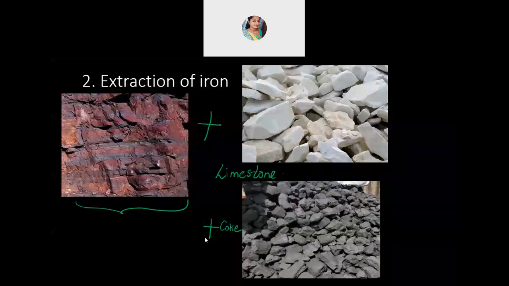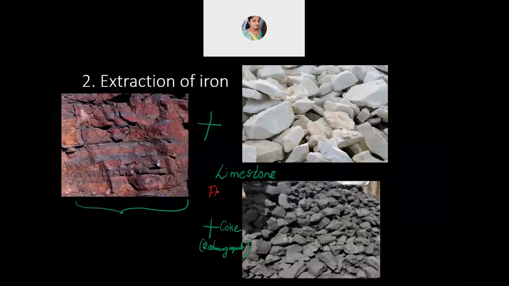So I said it has features similar to your coal. The difference between coal and coke is only the calorific value. Otherwise, look-wise, they almost look the same. Calorific value is different. So coke is used over here, and it will act as a reducing agent also, because iron has oxygen associated with it. So coke will be acting as a reducing agent here.